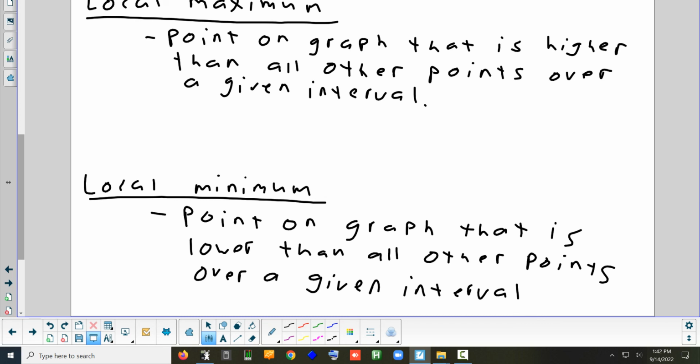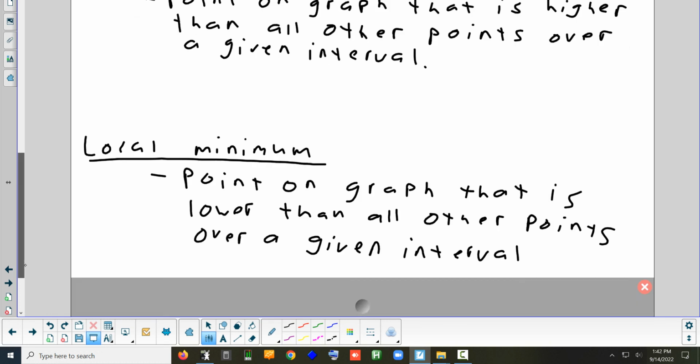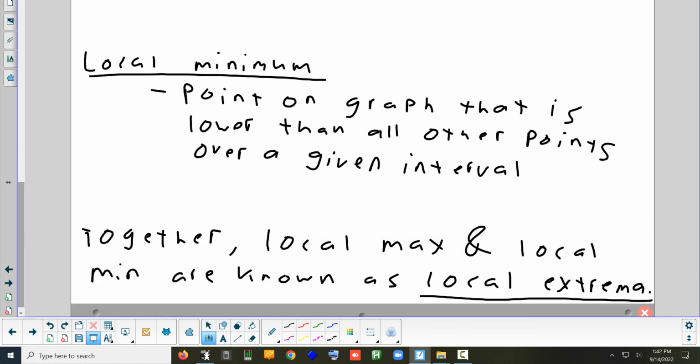So what you might see for directions either in homework or on a test is it may say find all local extrema. Local extrema are maxes and minimums.